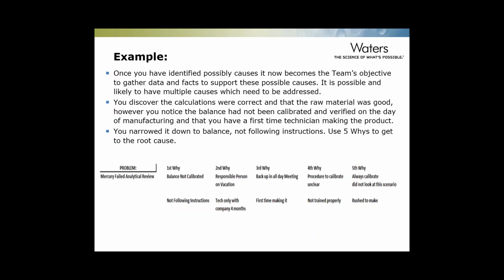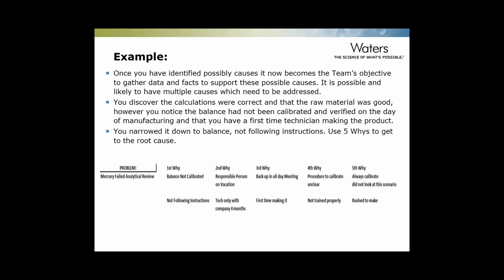So what happens next if the person responsible and the person backup are both gone? Our procedure to calibrate now becomes unclear because there is no communications. Nobody took it upon themselves. All right. Why? What's the next why? Always calibrate. We did not look at this scenario of the communications piece, making sure that if we have 2 people responsible for it and both of them are out, what's the next step?